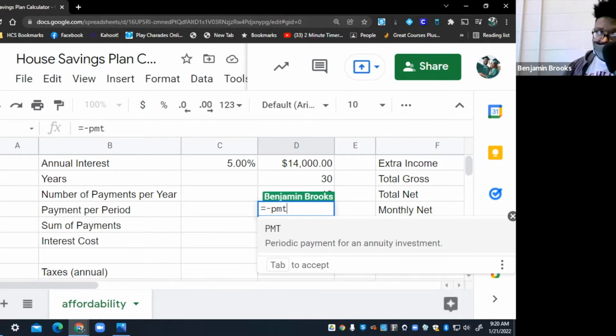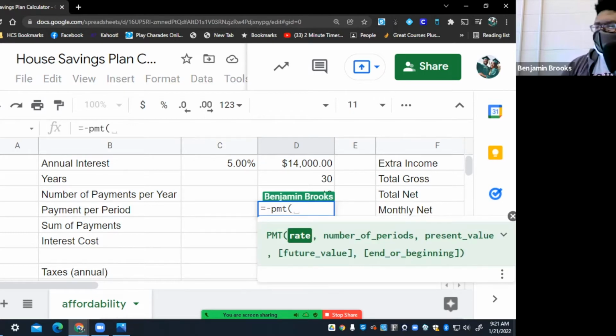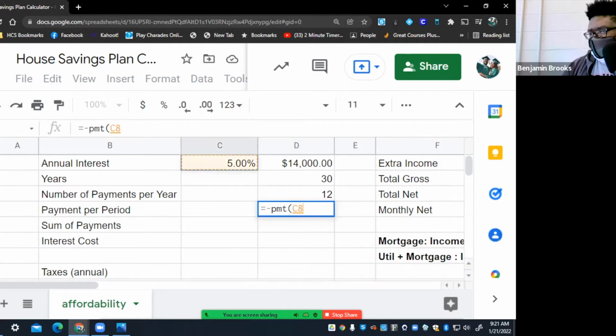Okay. So it's periodic payment for an annuity investment. It allows us to take into account all of the percentages and everything else that's going on here. There are three numbers that we need to put into this PMT thing. And make sure it's negative PMT, by the way. First is going to be your rate. Well, your interest rate is going to be cell C8, right? That's your interest rate.